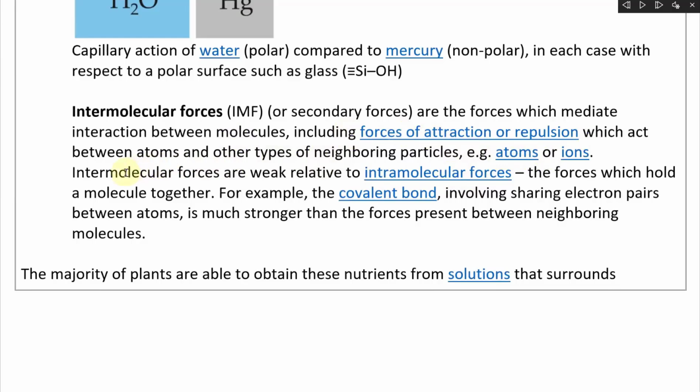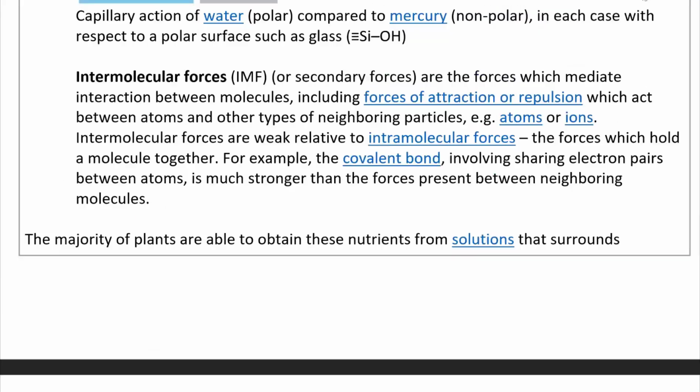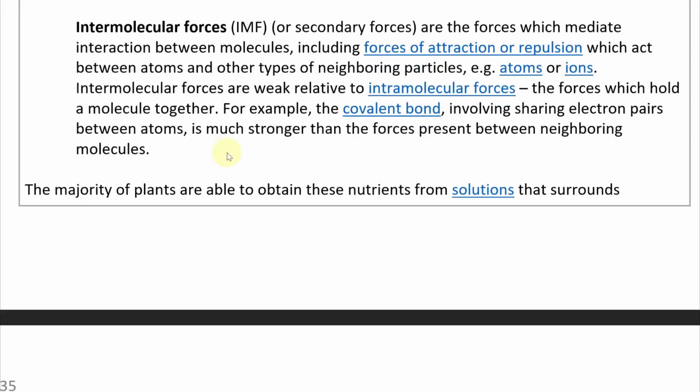Atoms or ions. Intermolecular forces are weak relative to intramolecular forces, which are the forces which hold a molecule together. For example, the covalent bond involving sharing electron pairs between atoms is much stronger than the forces present between neighboring molecules. Very interesting. All right, so let's continue further.